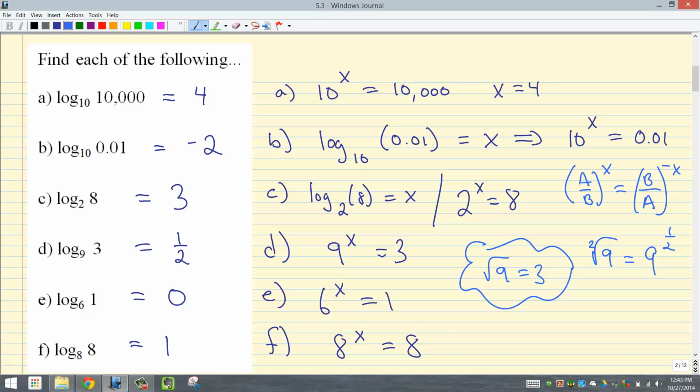And these use the idea that anything to the 0 power equals 1, and anything to the first power equals itself. It's not just converting from logs to exponents, it's also knowing the laws of exponents. You have to know the reciprocal law, this guy. You have to know anything to the first power and anything to the 0 power. And you have to know how to convert radicals into exponents.